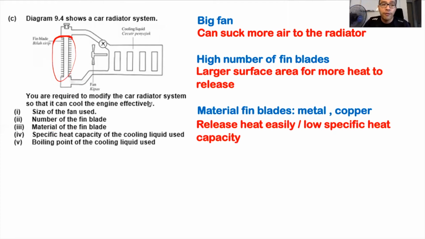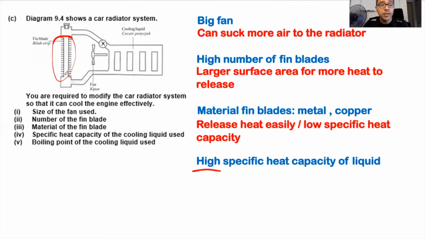Okay. Fourth, specific heat capacity of the cooling liquid should be high. What is the cooling liquid that we usually use inside a radiator? Okay, usually it is water. Because water has a very high specific heat capacity, it has a high boiling point, so it doesn't evaporate very easily. Okay, but we use a high specific heat capacity.